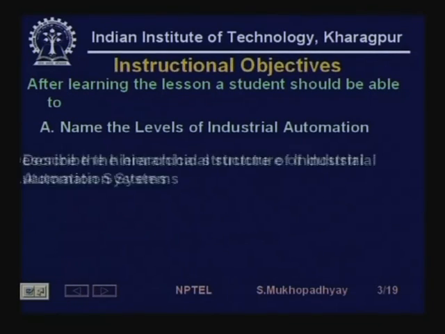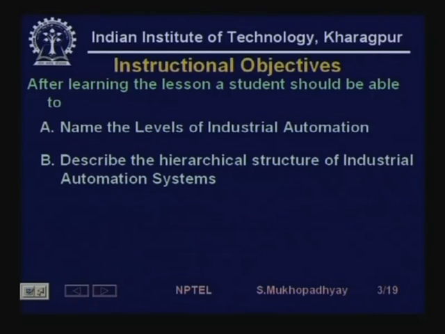The second objective is to describe the hierarchical structure of industrial automation systems, by which I mean to know what these levels do, to be able to understand how one interacts with another, what information one accepts from another, and what information it gives to the other. So that will describe the hierarchical structure, then describe the essential functions that are achieved at each level.